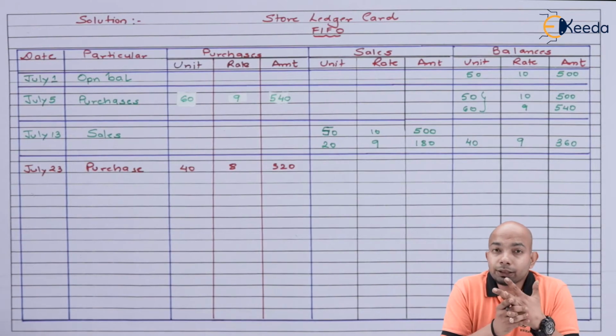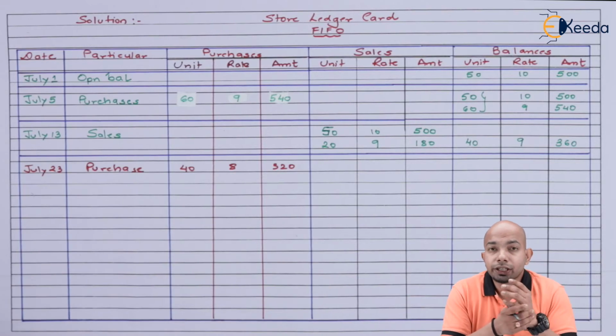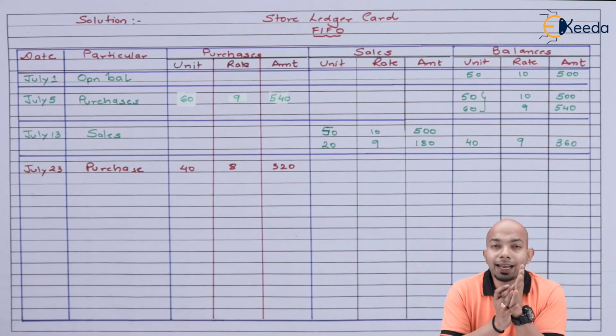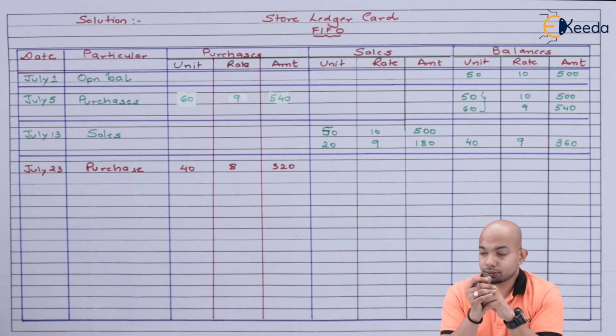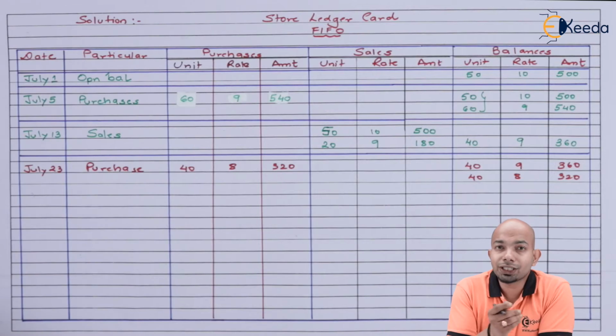Now on July 23, there was a purchase that was done that has been mentioned here. Now this purchase will be moved into the balance side. In the balance side, we already have the previous lot balance of 40 units. So 40 units at the rate of 9 and 40 units at the rate of 8 has been mentioned. Let's go on to the next transaction.